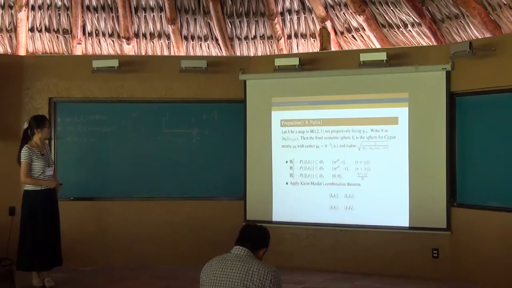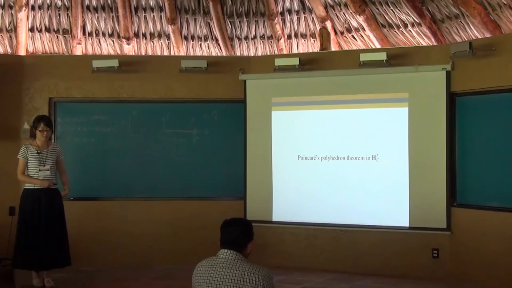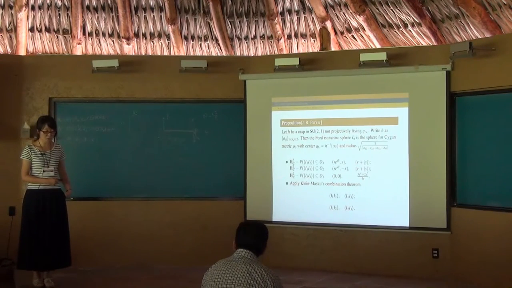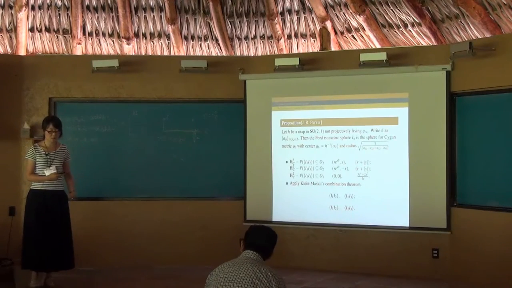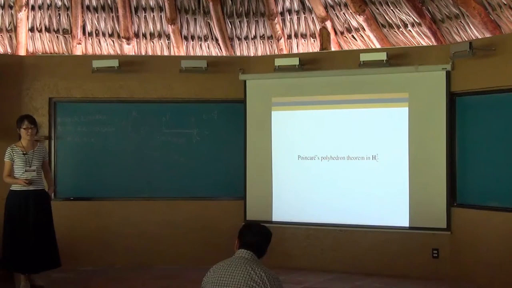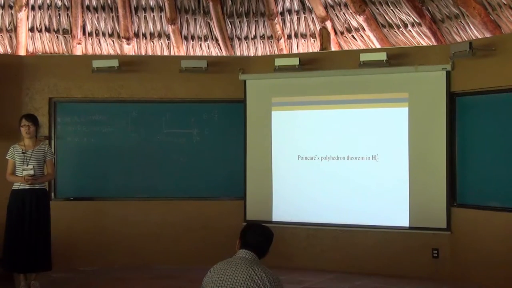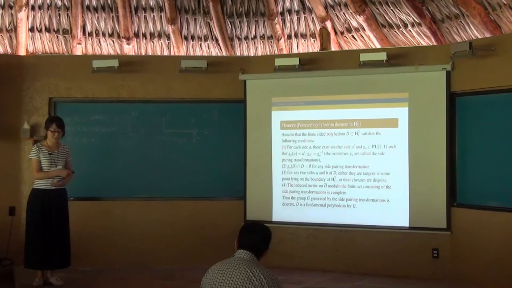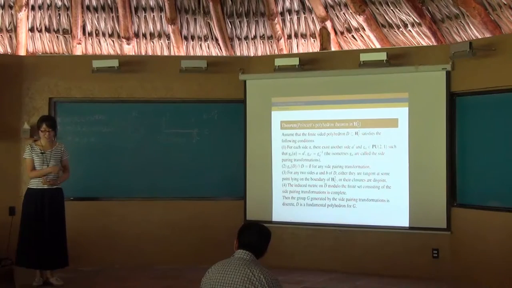And that's one theorem about the discreteness of ultra-ideal triangle groups. And the second method for us to consider the discreteness of ultra-ideal triangle groups is using the Poincaré polyhedron theorem. Now, this is a Poincaré polyhedron theorem, and it's very similar to the real hyperbolic case.